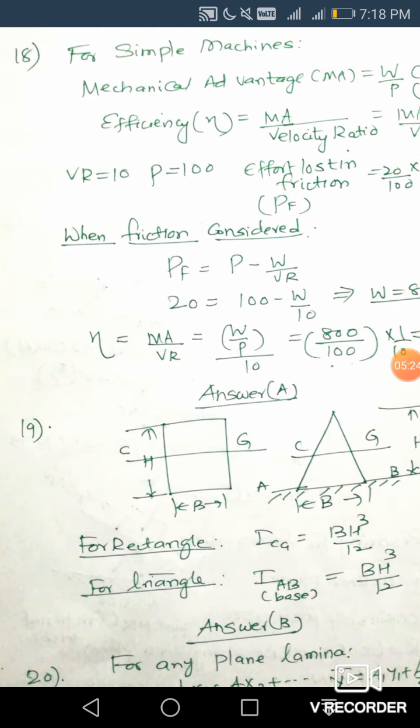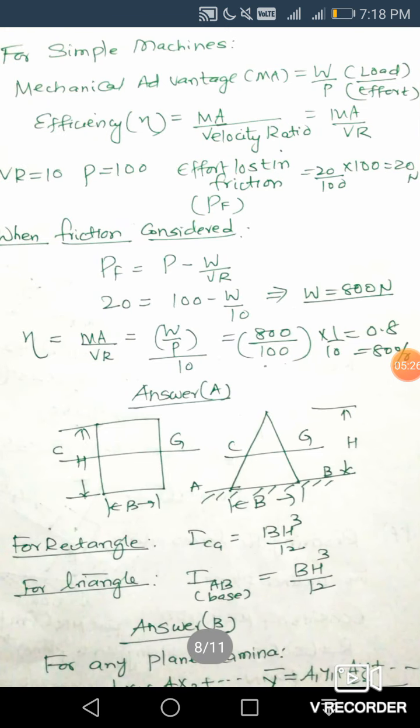So in the next question, 19th question, it is a rectangular section and a triangular section. Naturally, for a rectangular section, the centroidal axis will be passing through half of the depth. In case of a triangular section, it will be h by 3 from the base and 2h by 3 from the vertex, where h is the height of the triangle and b is the base. So they are always equal.